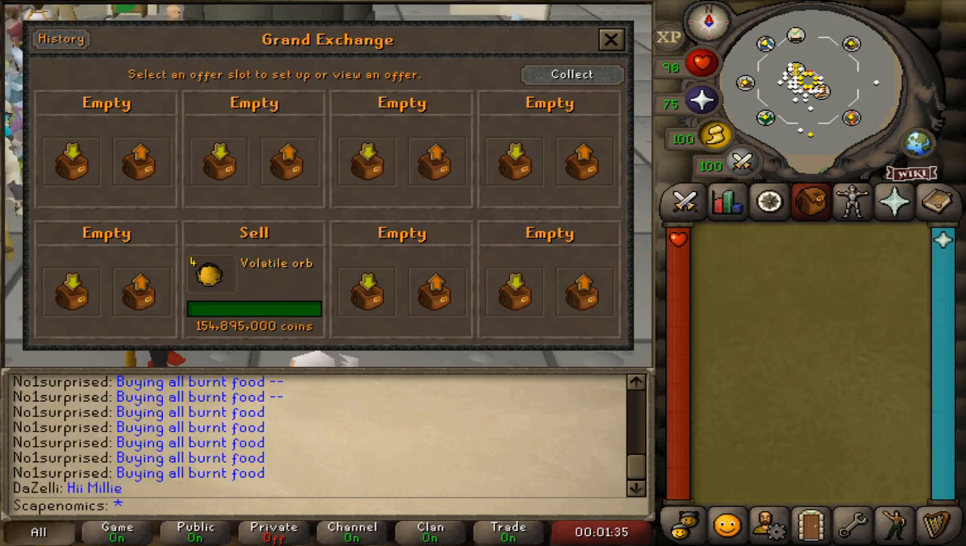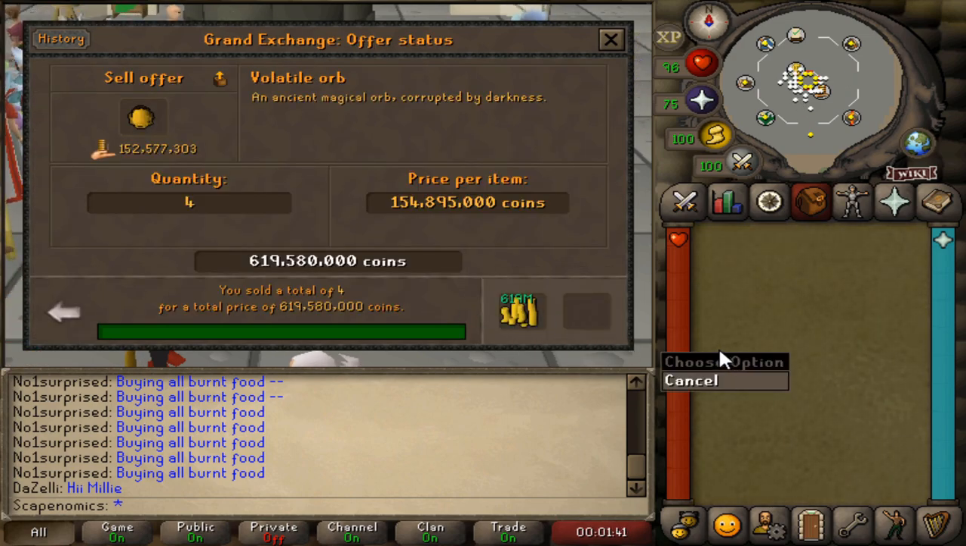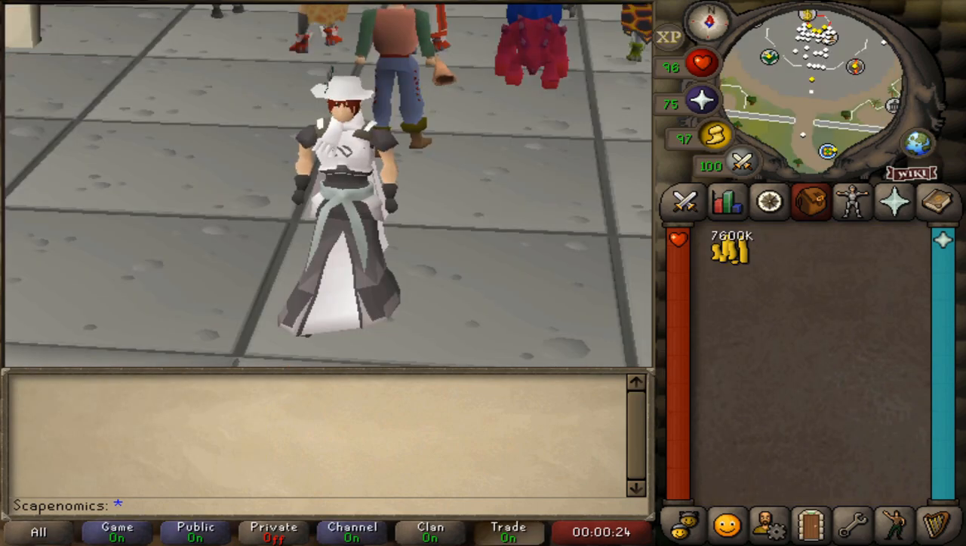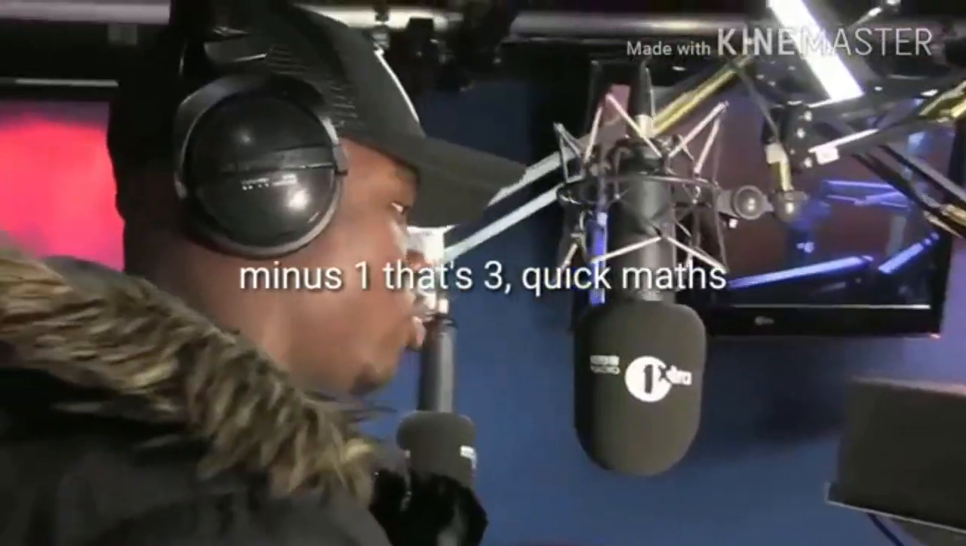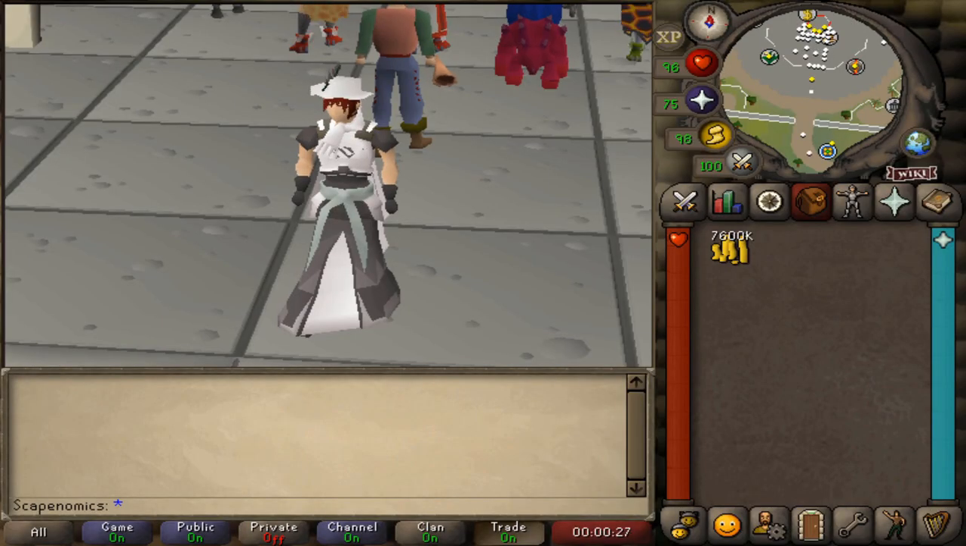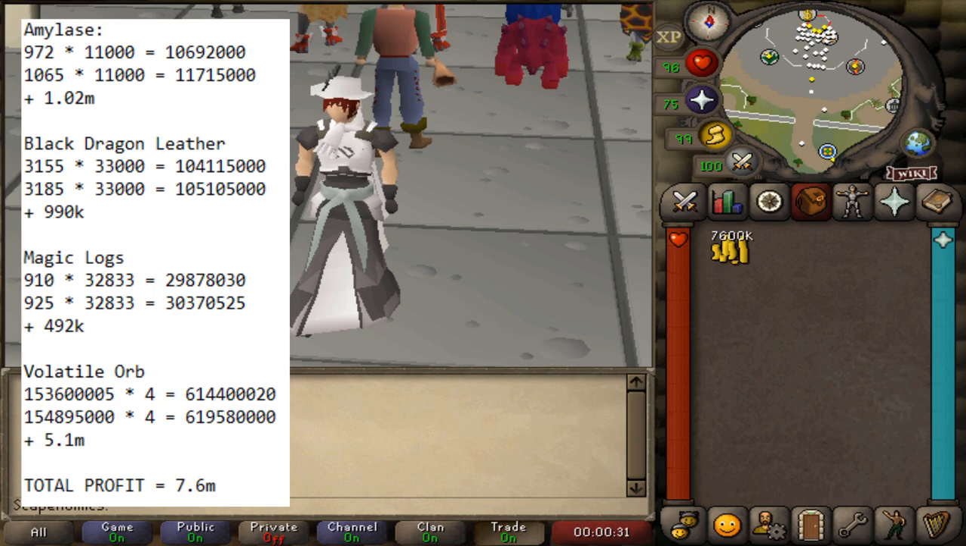Look at that, guys. We waited 48 hours and we were able to sell the volatile orbs. That is a 5.1 mil profit on an overnight. So I went ahead and I did some quick math. 2 + 2 = 4 - 1, that's 3, quick math. To figure out how much profit we made overnight. And it turns out we actually made 7.6 mil across all of our items, including the volatile orbs, which took a little bit longer to sell.